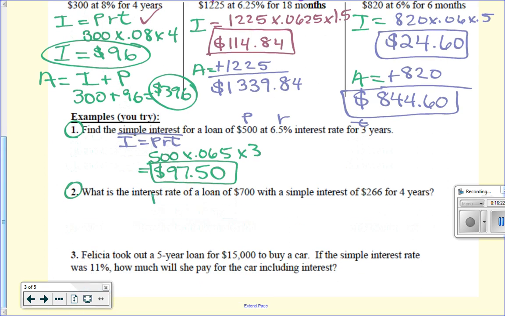So we're trying to find the interest rate of a loan of $700 with a simple interest of $266. So they give us the interest amount and the time, and it is simple interest. So here's our simple interest formula, and we're just going to substitute in given information. So we have our principal amount. We have our time. They also gave us the interest amount, so we know that we're earning $266, right? What do we do from there?